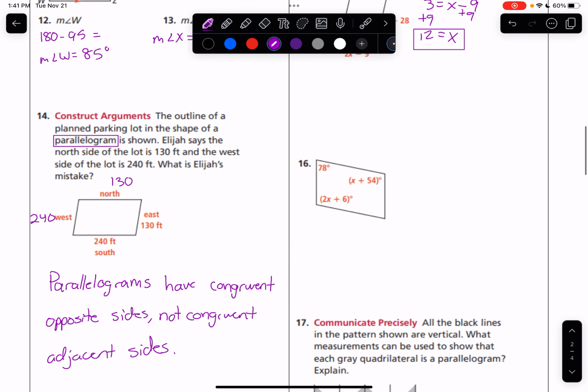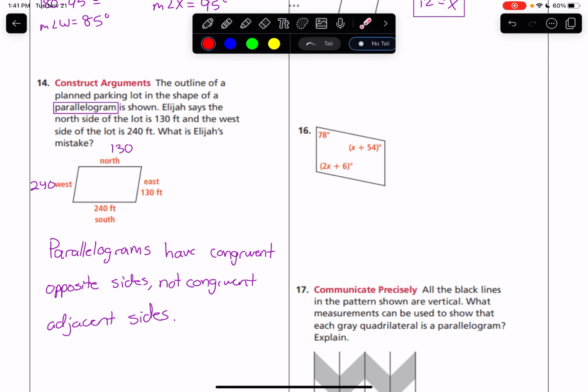I look at this other one, and I know that if this is a parallelogram, the same side or adjacent angles will be supplementary. So I know that 78 plus x plus 54 will be equal to 180, and I could solve that. I also know that 2x plus 6 has to be equal to x plus 54. I can solve this either way. Either way will give me the answer.